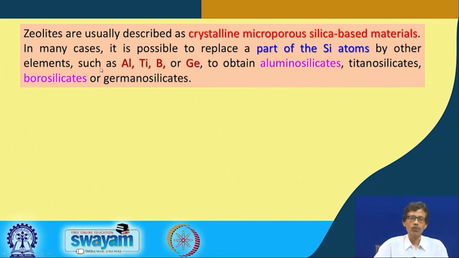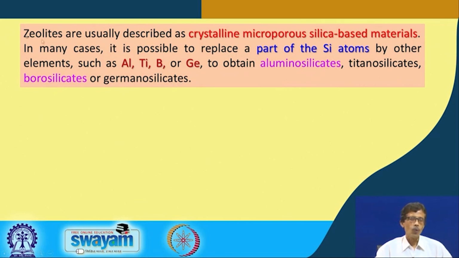Because these silicon centers can be replaced by aluminum, can be replaced by titanium, in the borosilicate glasses by boron, or sometimes can be replaced by germanium. When we replace it by aluminum, we get aluminosilicates, as we already know that in the whole silicate structure some of them can be replaced by aluminum while you make the glass. When we replace by titanium, we get titanosilicates. When it is replaced by boron, we get the borosilicates, and when we use germanium, we get the germanosilicates.